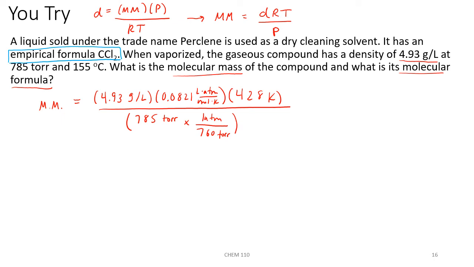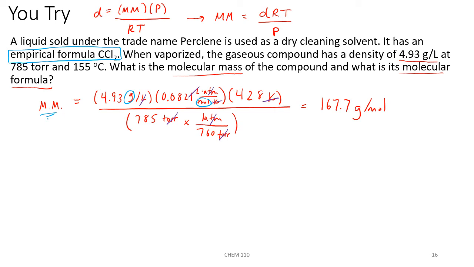Checking our units, Kelvin cancels, torrs cancel, atmospheres cancel, liters cancel. We're left with grams over moles, which is what we wanted for our molar mass. So our molar mass of this gas comes out to 167.7 grams per mole. So the molar mass is that of our true formula, not our empirical formula.